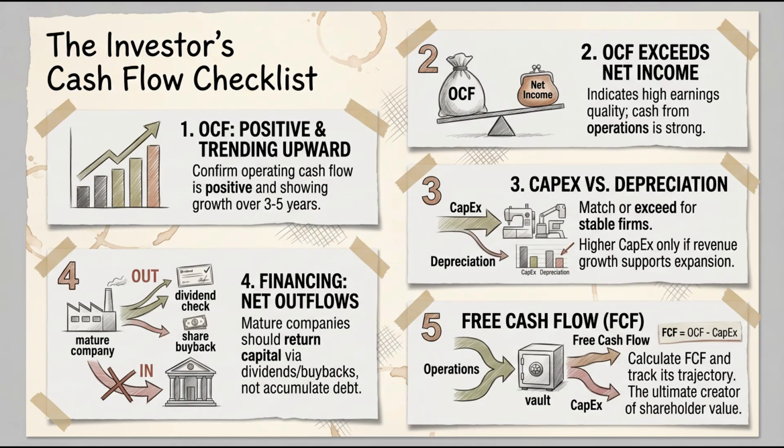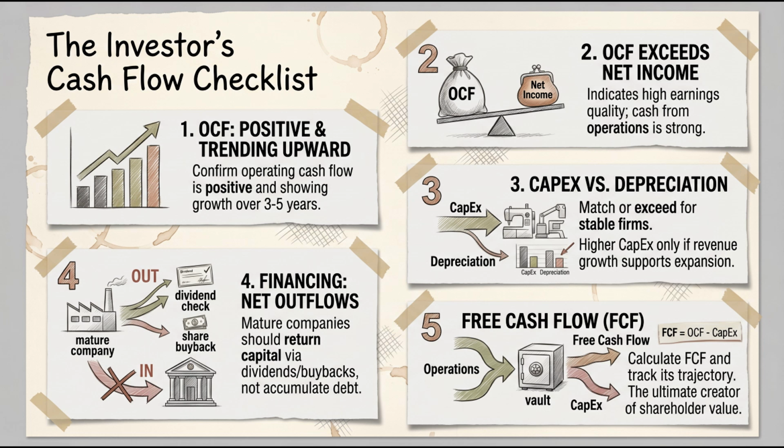To wrap things up, use this 5-step checklist for every cash flow statement you analyze. First, confirm that operating cash flow is positive and trending upward over 3 to 5 years. Second, verify that operating cash flow exceeds net income, which indicates high earnings quality. Third, examine CapEx relative to depreciation.